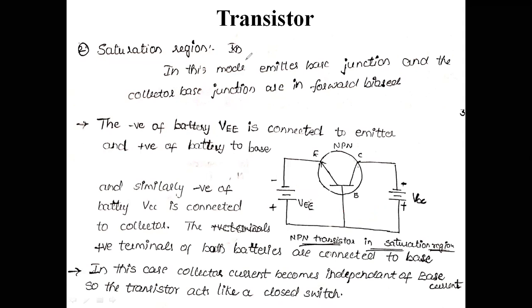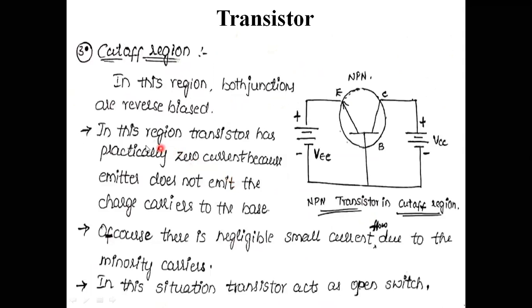Next one, cutoff region. In this region both the junctions are reverse biased. In this region the transistor has practically zero current. This region is reverse biased, as well as this region is also reverse biased. The emitter junction as well as the collector junction are both operated in reverse bias condition. Therefore it will produce zero current.